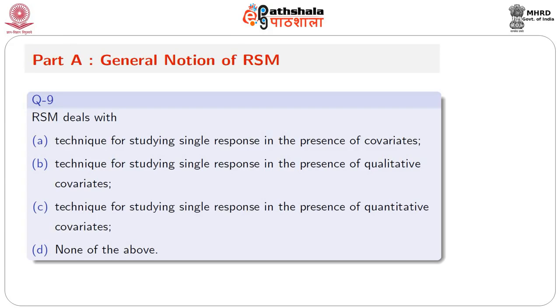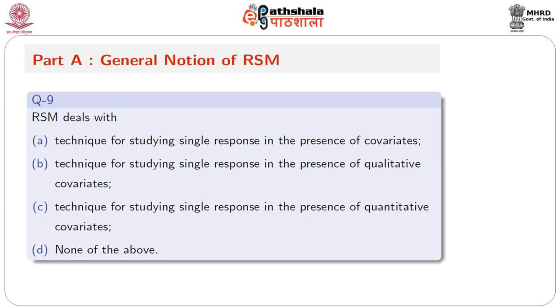Okay. Next one. Here again it's a technique for studying the response pattern in terms of explanatory factors, or in terms of the characteristic being studied, or it's a technique for studying quantitative response pattern in terms of quantitative explanatory variables, or none of the above. So ultimately we can see that it is heading towards the precise definition. Option C tells you it is a technique for studying quantitative response pattern in terms of quantitative explanatory variables. This is the closest that can come.